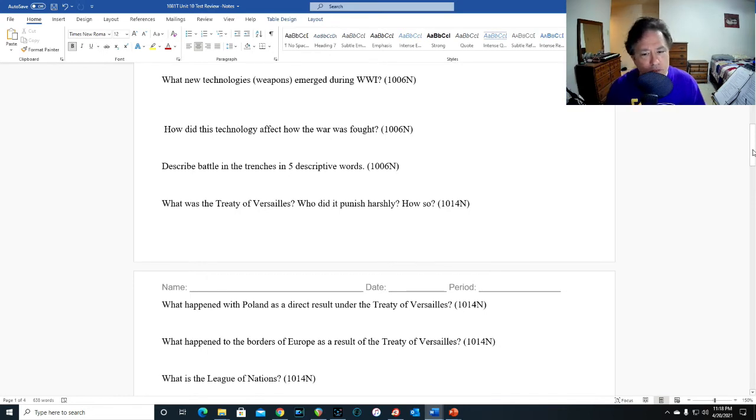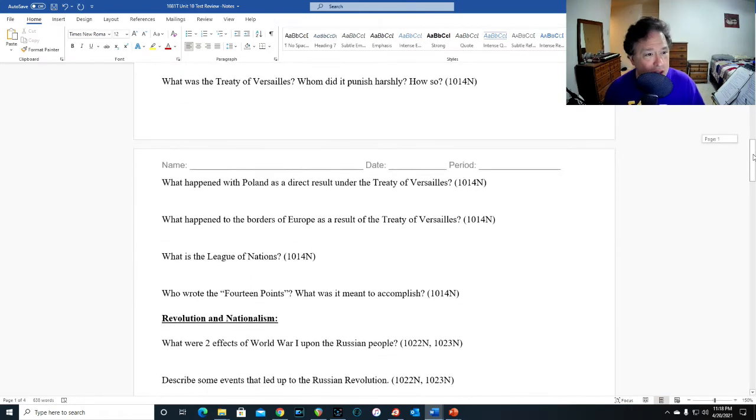So what was the Treaty of Versailles, and whom did it punish harshly, and how so? There's a lot that goes into that question, but we're going to try and give it a nice short answer. The Treaty of Versailles was the treaty that ended World War I, and the country that it punished was Germany. How so? It had a war guilt clause in it for the Germans to sign that said that they were 100% responsible for the war. Forget those underlying causes like MANIA and the assassination. No, we're going to blame Germany 100% for the war and force them to sign an agreement that says that.